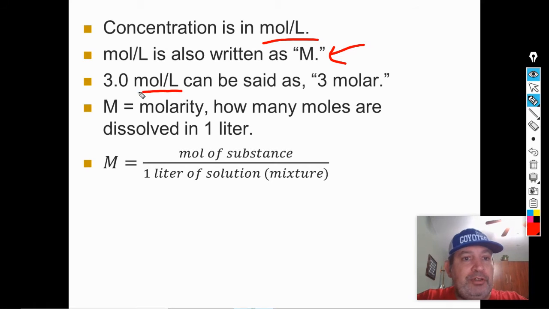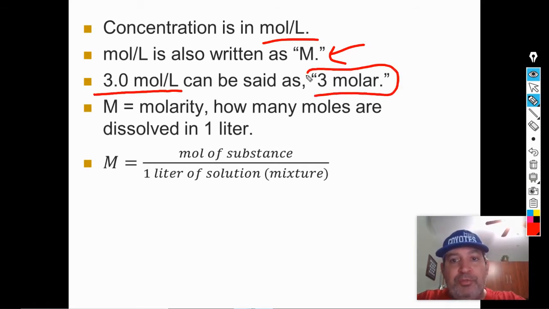3 moles per liter can also be said, or pronounced, or whatever you want to say, spoken as 3 molar. So I've got a concentration of HCl that's 3.0 moles per liter. I'm not going to say that. I'll tell the students I've got a 3 molar concentration of HCl here. Okay.